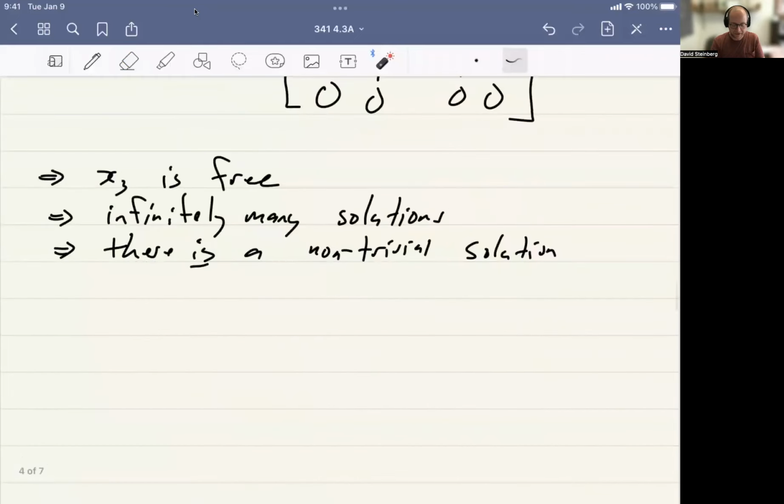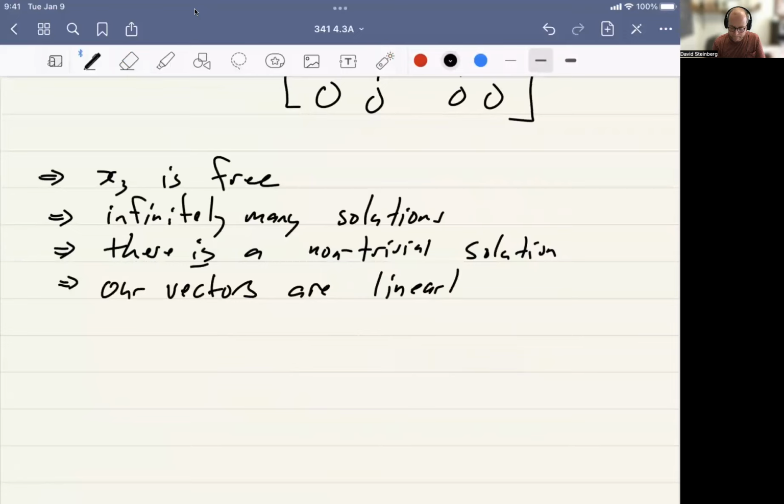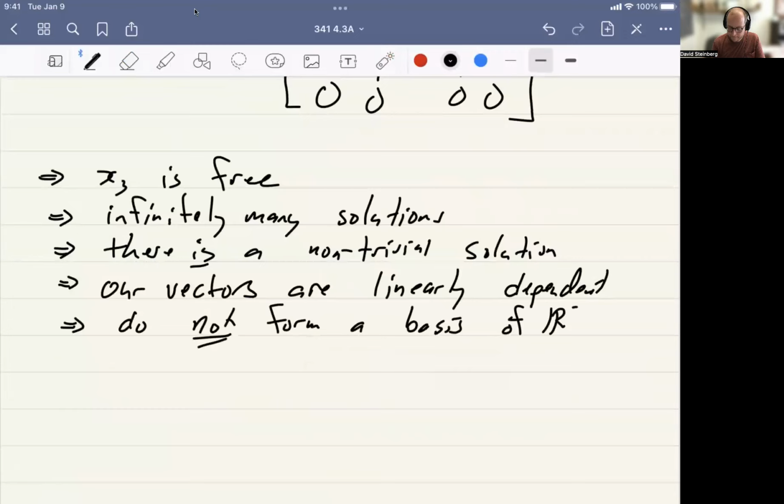Okay, so there's a non-trivial solution, which means our vectors are linearly dependent. And so they do not form a basis of R3. Boom. Sorted out.